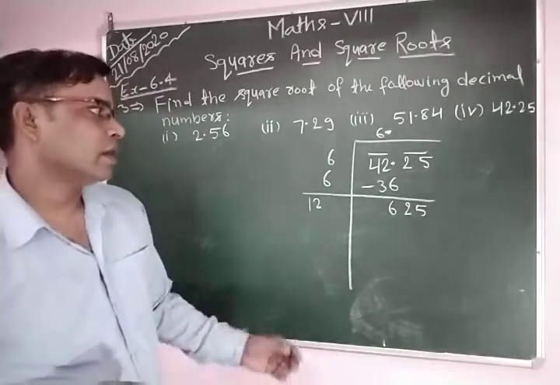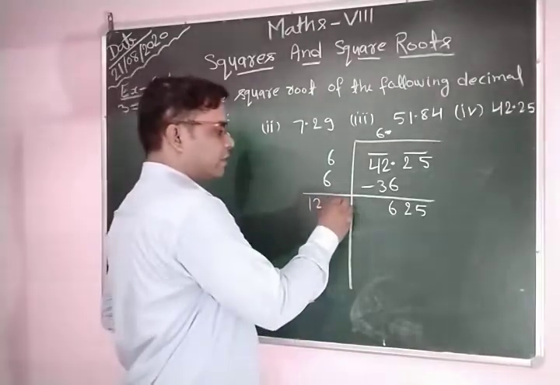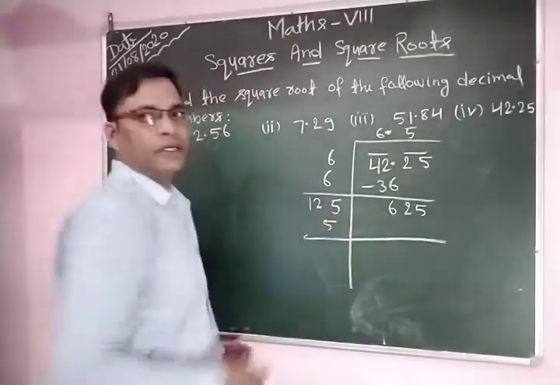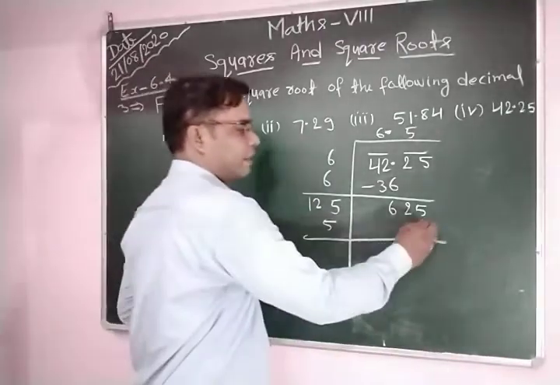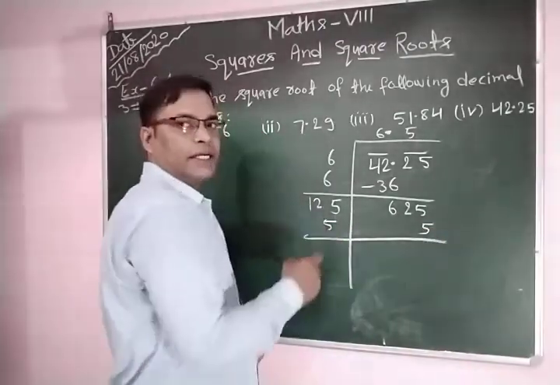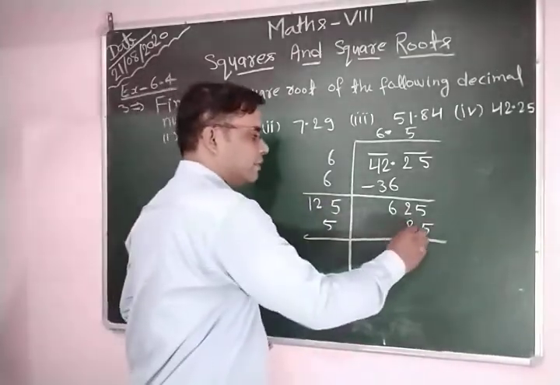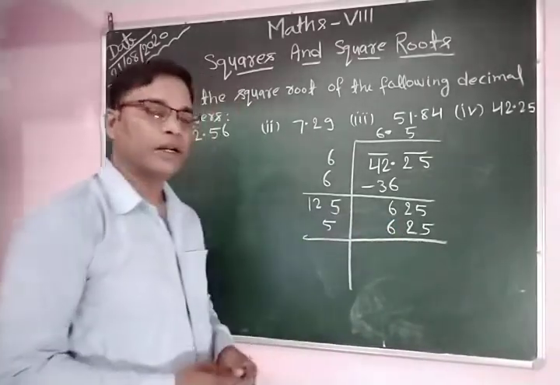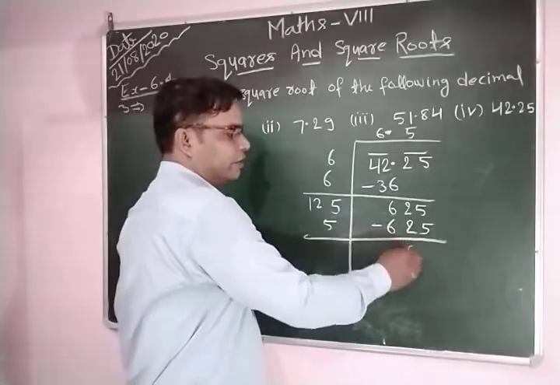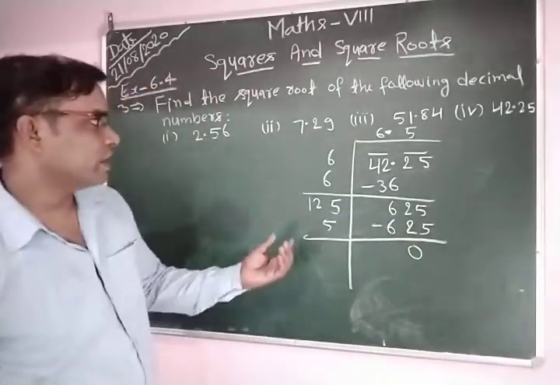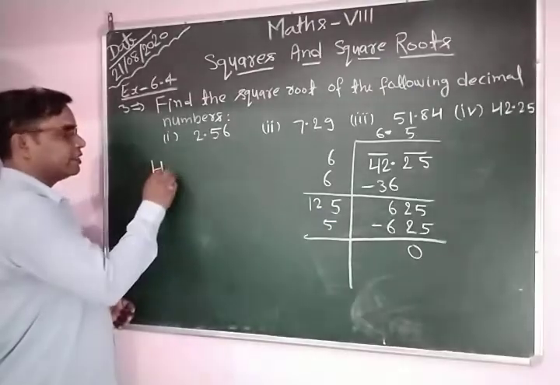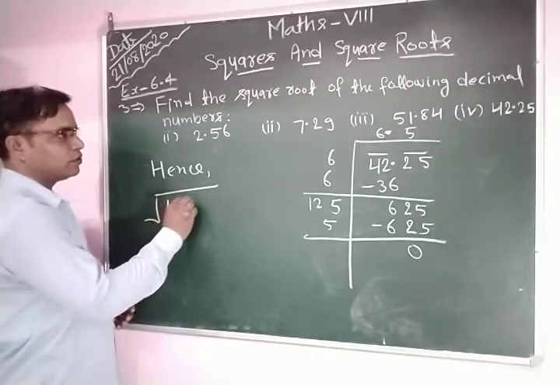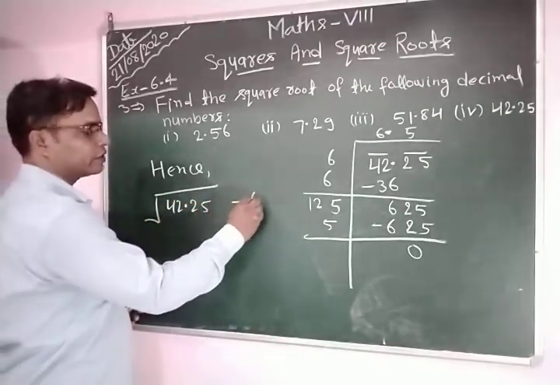Okay. So if we select 5, we write here 5 and we put here also 5 and multiply them. 5 times 5 is 25, carry 2; 5 times 2 is 10, 10 plus 2 is 12; and 5 times 1 is 5, plus 1 is 6. In this way we obtain 625, and subtract them, we obtain 0. So you can see here the square root of 42.25 is equal to 6.5.